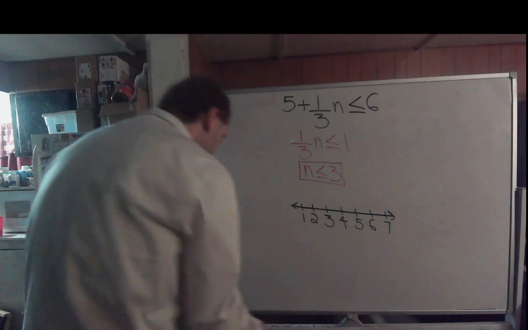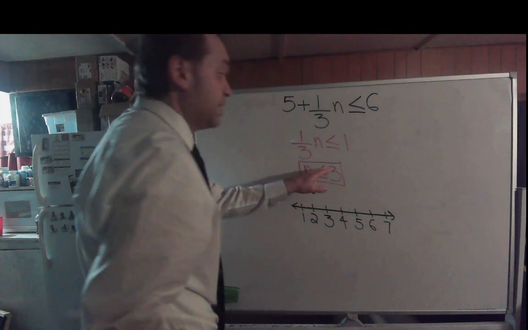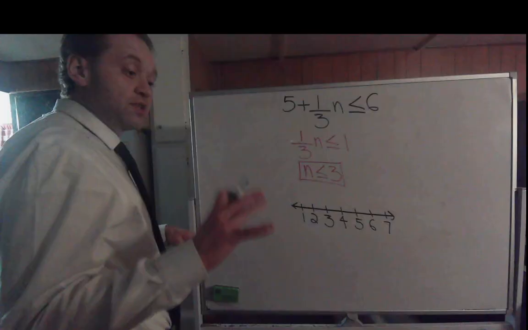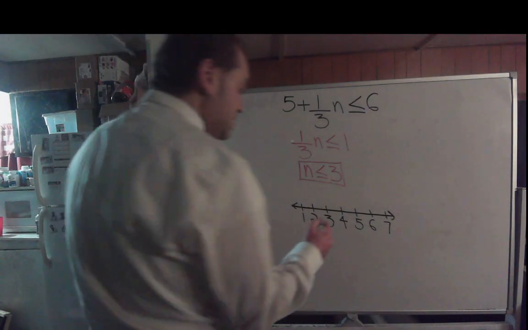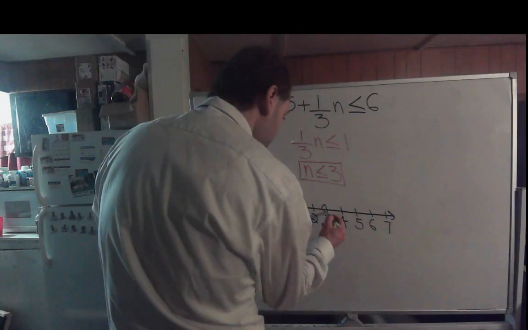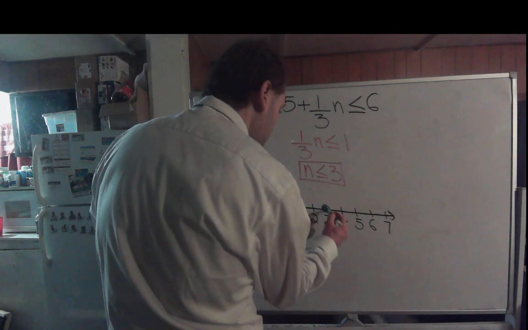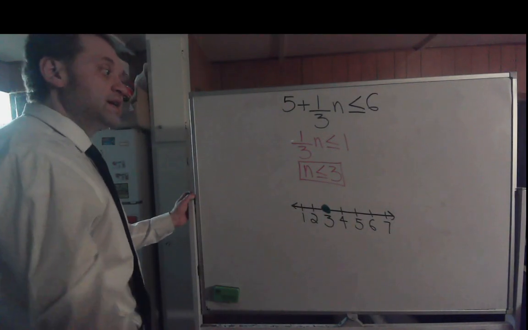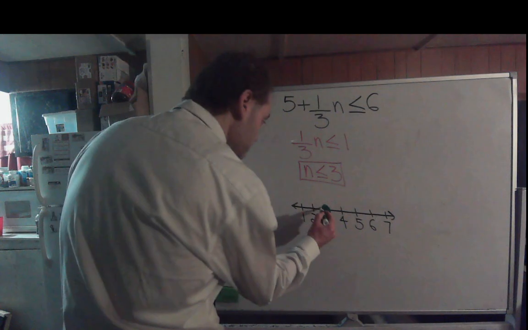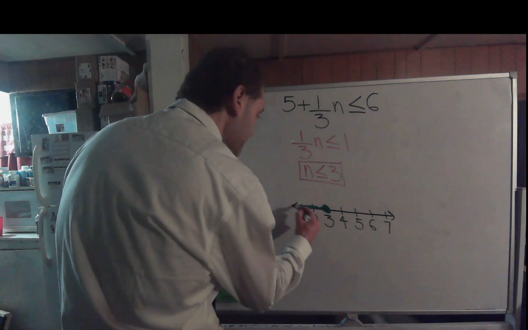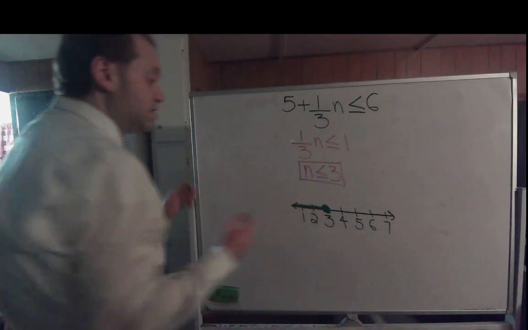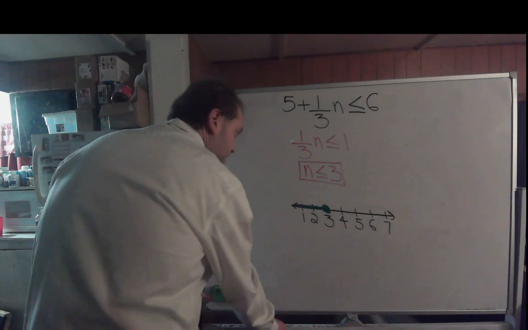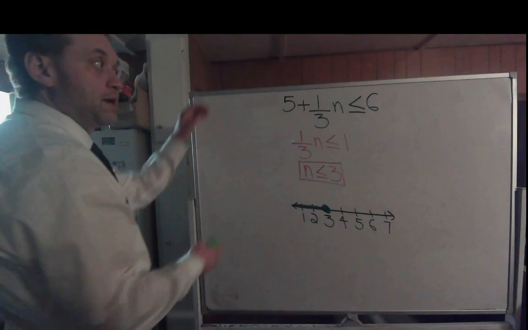Okay. So n is less than or equal to 3. So since there's the equal to component, you'll put a solid dot at 3. So you'll shade the whole dot there at 3 to denote that 3 is part of the solution. And since there's a less than component, you'll shade everything to the left of 3 on this number line. So that's how you would graph n is less than or equal to 3 on the number line.